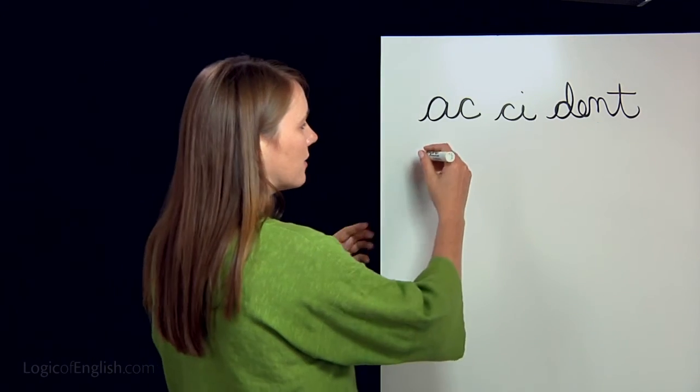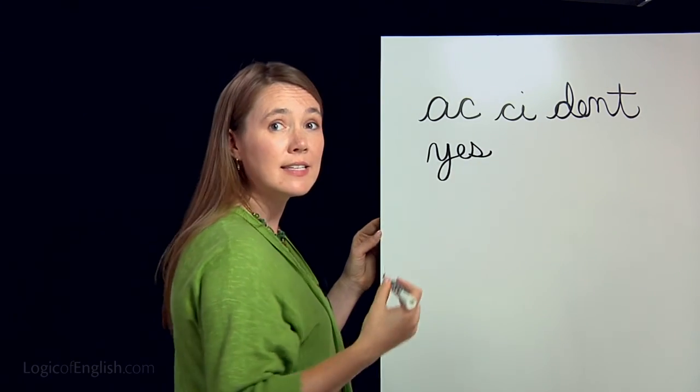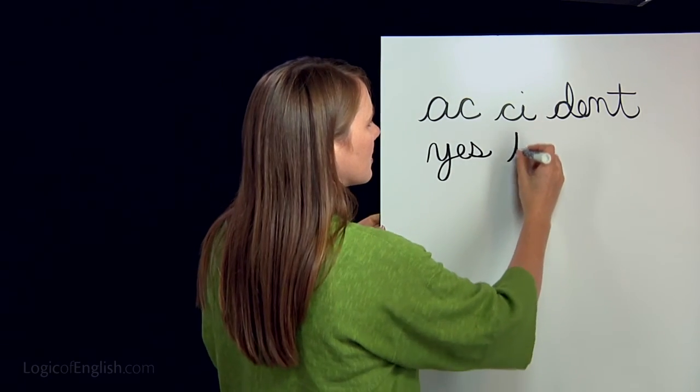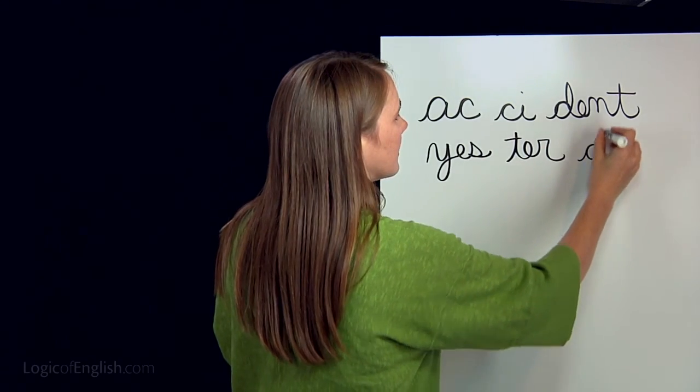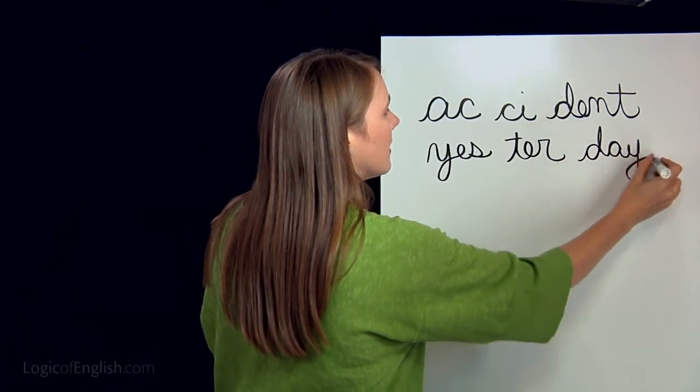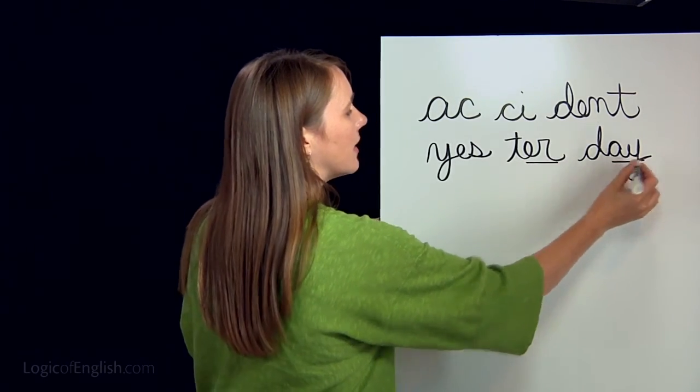And now help me to write it. The first syllable is yes, Y-E-S. The second syllable is ter, T-E-R, and the third syllable is day, D-A-Y. How will we mark this? We'll underline the ER and we'll underline the AY.